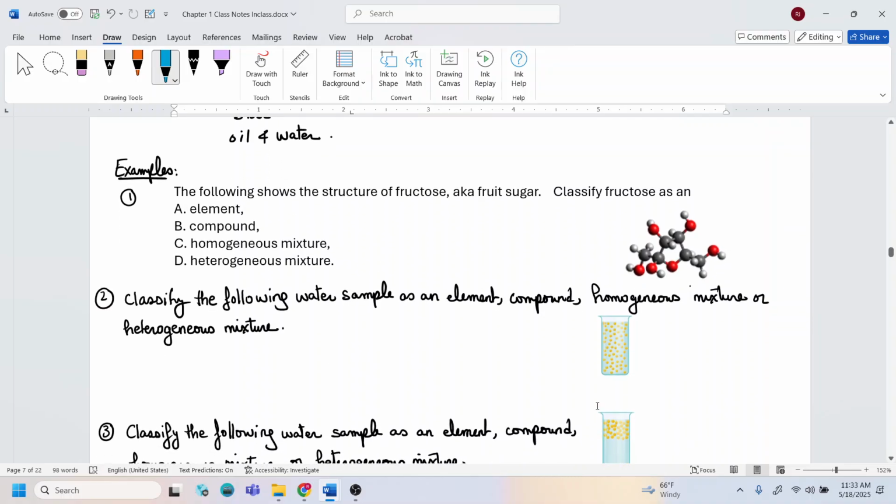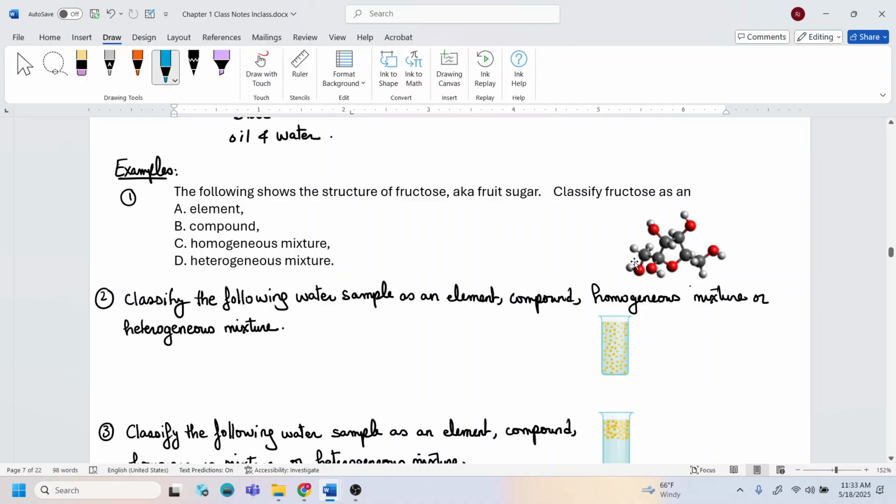So the following shows the structure of fructose. Fructose is a sugar. It's a fruit sugar. It's very sweet. It's the sweetest type of sugar. So we're going to classify fructose. This is a molecular model of fructose, and the black circles are carbons. The red ones are oxygens, and the white ones are hydrogens.